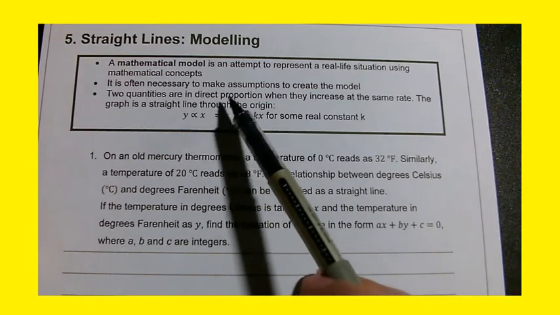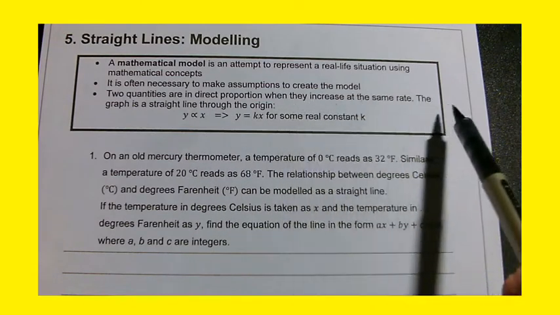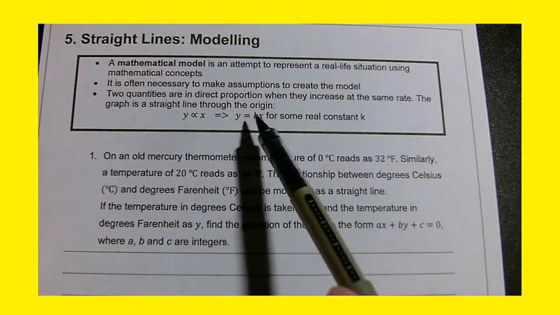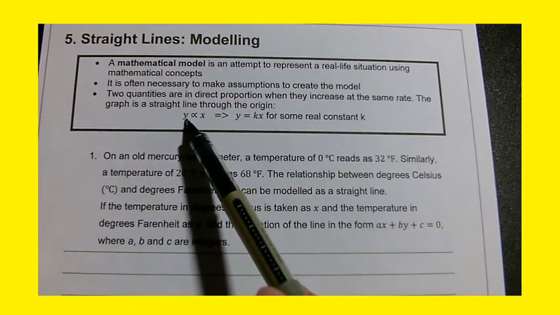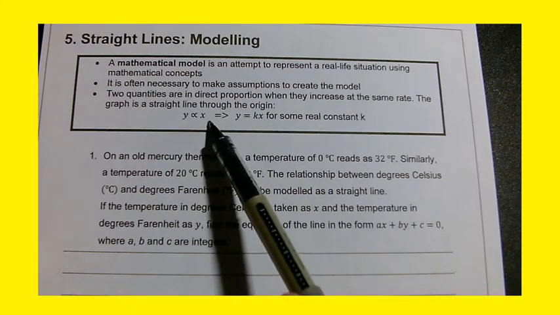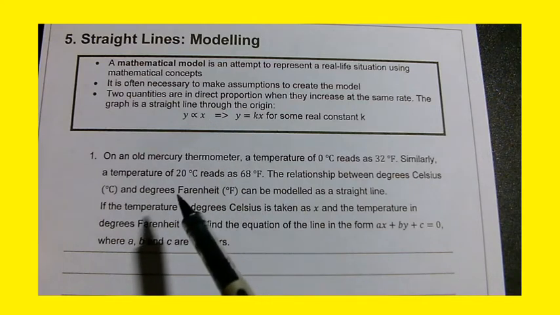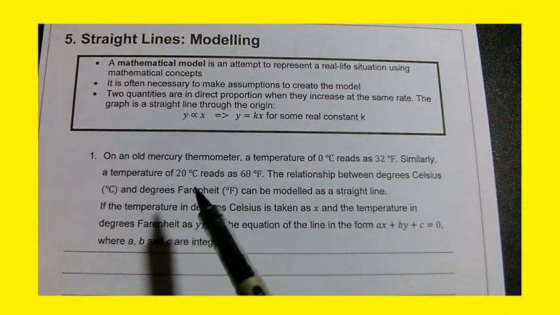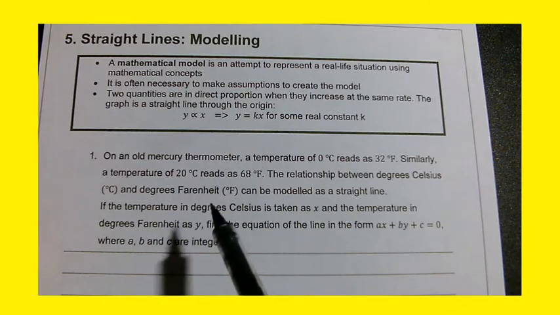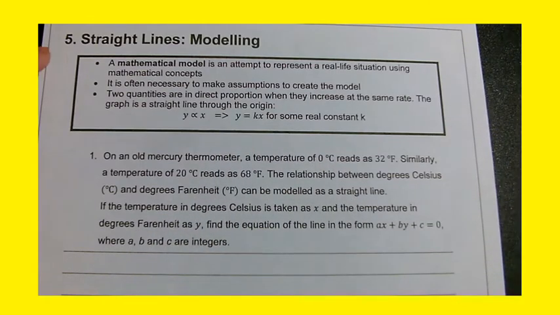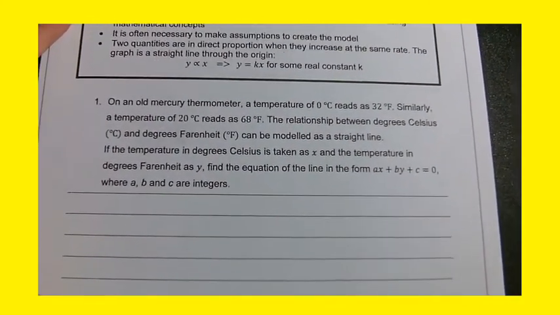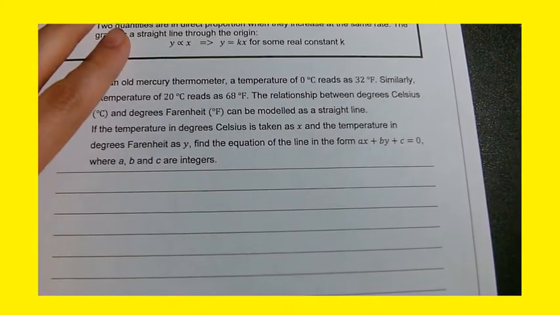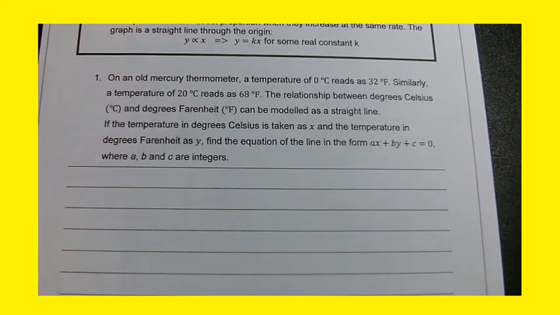Two quantities are in direct proportion when they increase at the same rate. The graph is a straight line through the origin. So if you have y proportional to x, then that implies that y equals kx for some real constant k. And this concept you must have seen before at GCSE. Okay, so let's have a look at this question here, and this is your first step into modelling.